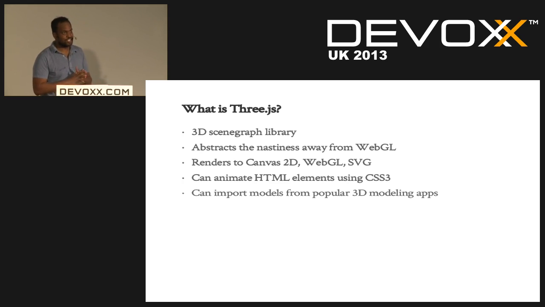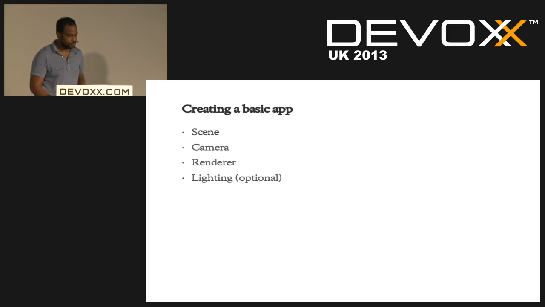So Three.js is a scene graph library over top of the WebGL nastiness that makes it very easy to target either Canvas 2D, WebGL, and then there are other renderers like for SVG, and you can do a lot of stuff with CSS3, like moving around divs and things like that. You can import models from Blender or Maya or 3D Studio Max, pretty much any of your major 3D modeling applications. You can export stuff.